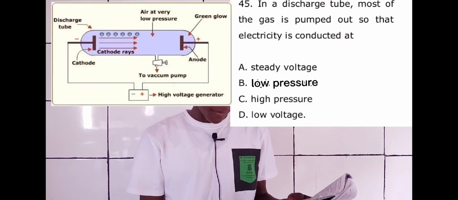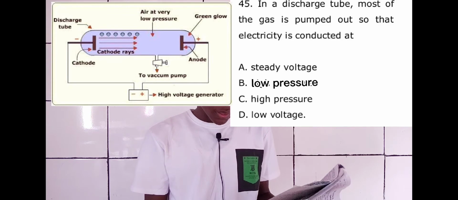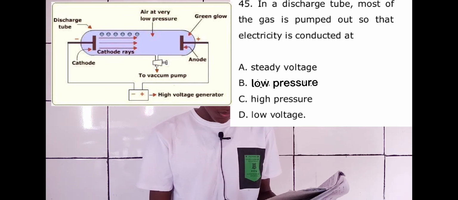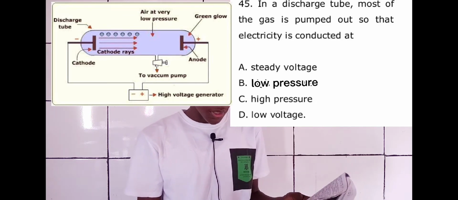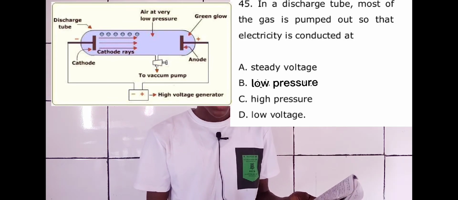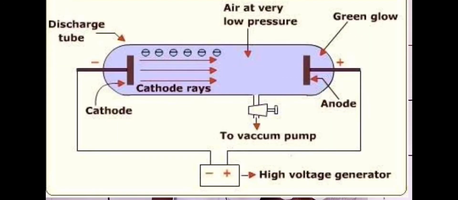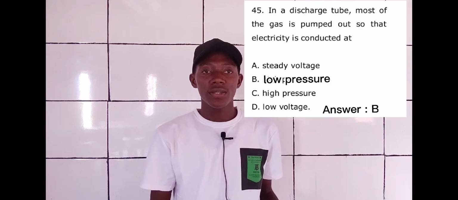Question number 45. In a discharge tube, most of the gas is pumped out so that the electricity is conducted at: A. steady voltage, B. low pressure, C. high pressure, D. low voltage. Now in this discharge tube, whenever this gas is pumped out, it's because they are trying to favor low pressure, and this makes B the final answer. I hope that answers the question.